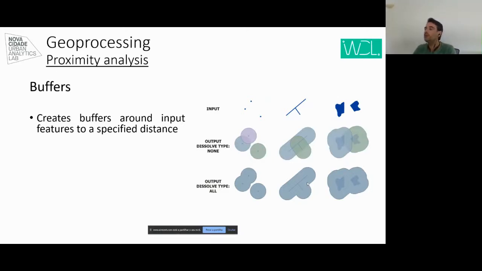Another one that is important, talking now about proximity analysis, we have buffers that can be applied to points, to lines, or to polygons, and create buffers around input features to a specified distance. For example, if I want to understand what is happening within 10 meters of a road, or within 500 meters of a certain point, because I want to aggregate a certain type of data to a specific point in space that I want to model. Okay, this is also very important to assess.